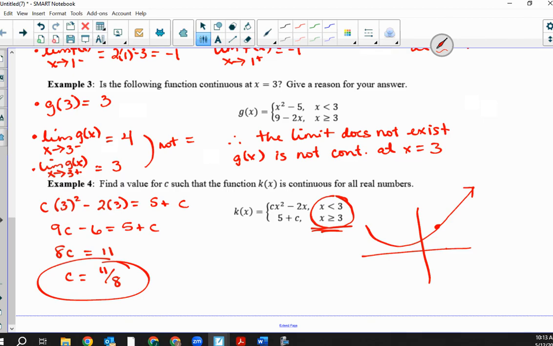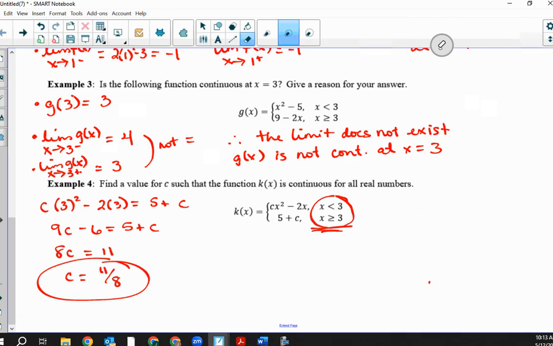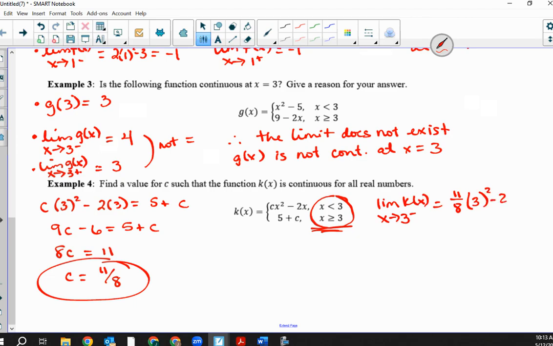Okay? All right, so we'll get rid of this. You could, if you wanted to, afterwards show the limit of k of x as x approaches 3 from the left, and say, okay, I'm plugging in my 11/8 into 3 squared minus 2 times 3 to see what that value is, and then you could do it from the right. But what we're trying to find is just the c value. I'm more concerned with, can you do this algebra to find the c?